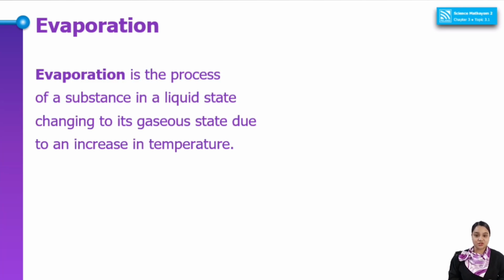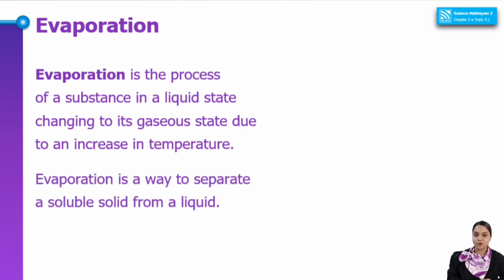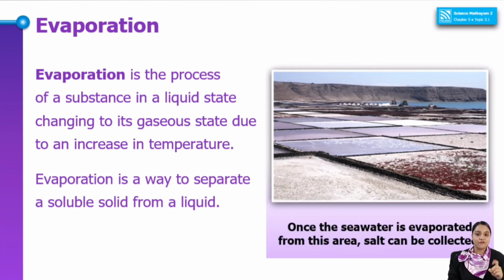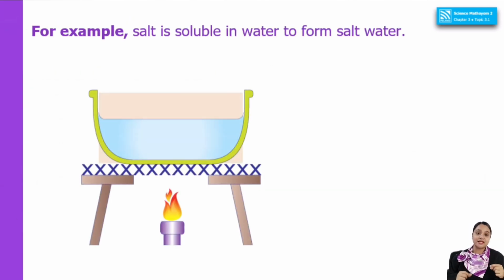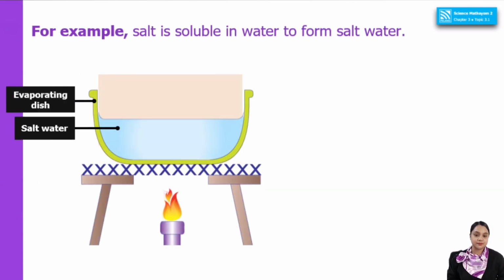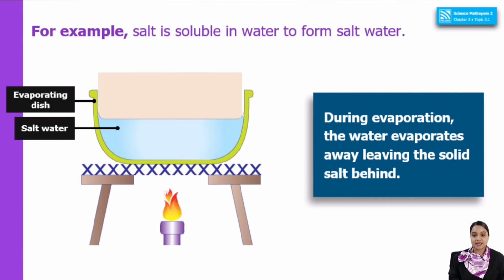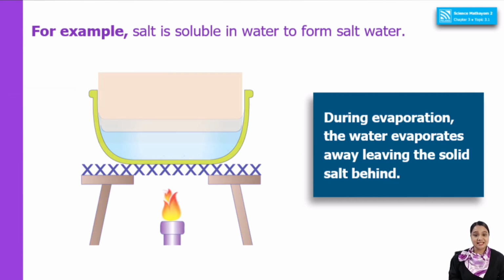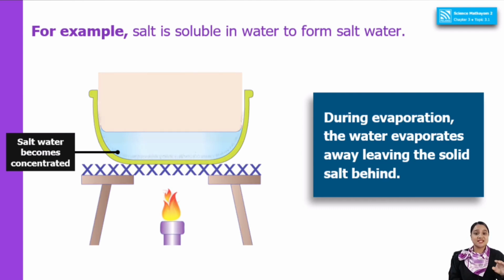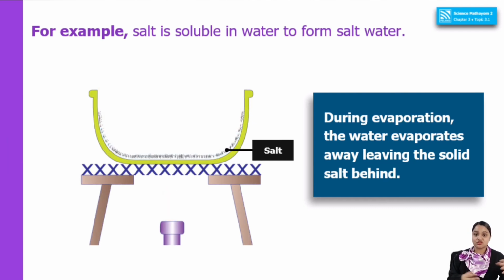Evaporation is the process where a liquid changes into gas because of heat, of course. And it is used to separate a soluble solid from a liquid. For example, seawater is heated by the sun. The water evaporates and the salt is left behind. Salt dissolves in water to form salt water, right? And when the solution is heated, the water evaporates. The salt does not evaporate and it stays in the container. So this is how evaporation separates salt from water.